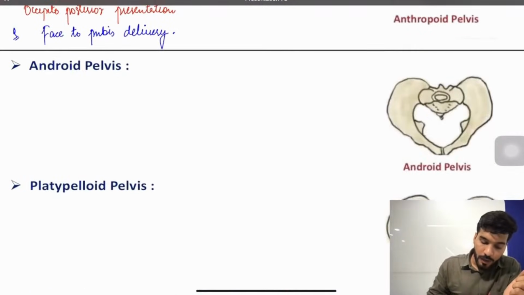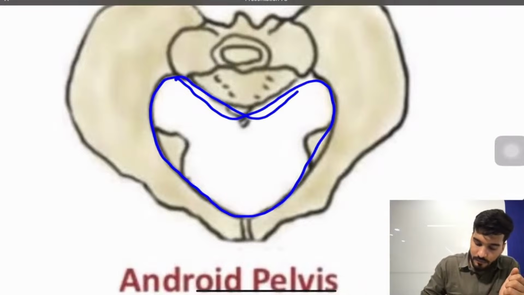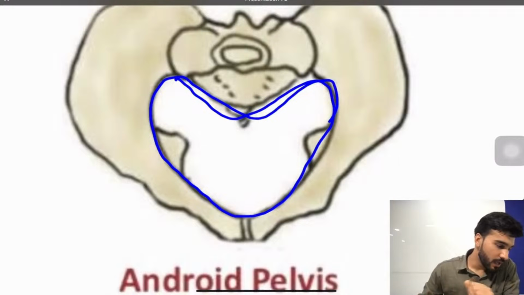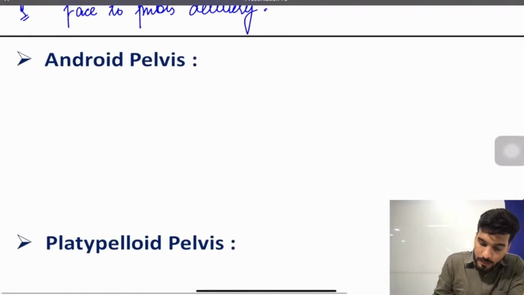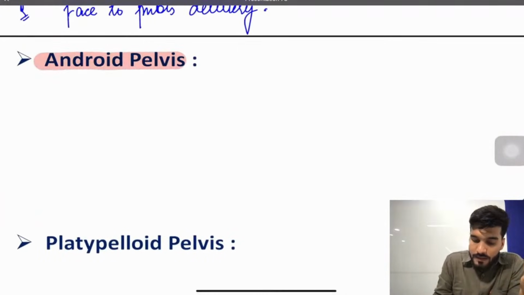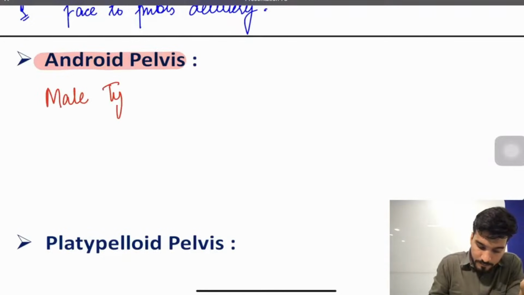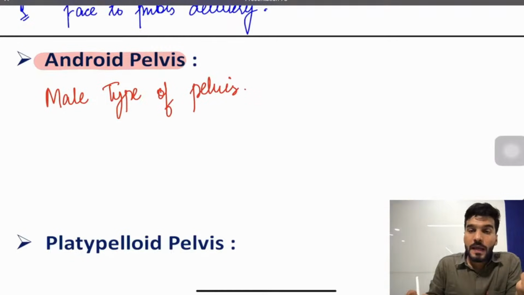Okay, now the third part is the triangle shaped or heart shaped pelvis. Remember the hint: heart is cardiac, and what happens in the heart? Arrest, cardiac arrest. So the heart shaped pelvis has a deep transverse arrest. If we discuss the android pelvis, it is a male type of pelvis.